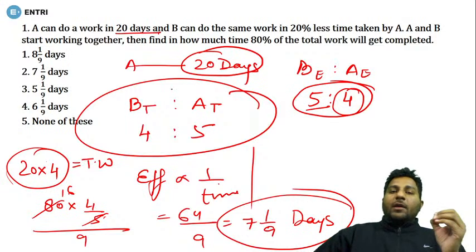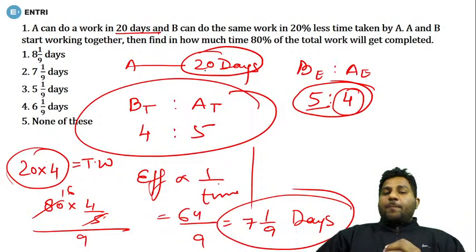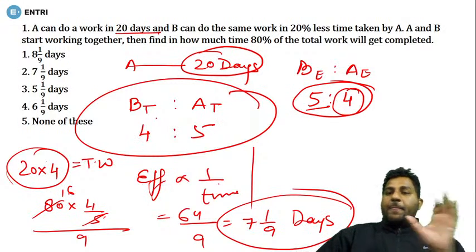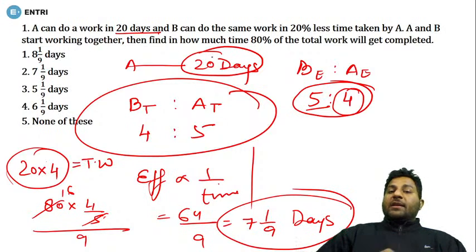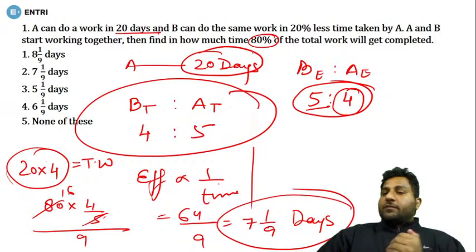What we have done, we took A's days and related them with the efficiency of B and A. As we know, B can do the same work in 20% less time than A. So let's say A has taken 100% time, that means B will take 80% time. And if A and B start working together, find how much time it will take to do 80% of the total work.